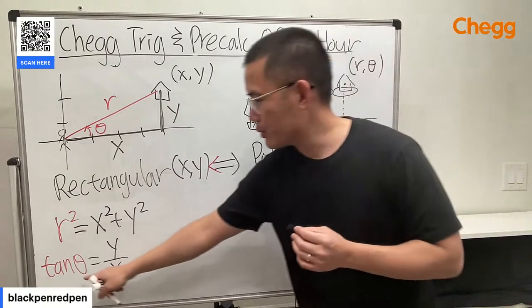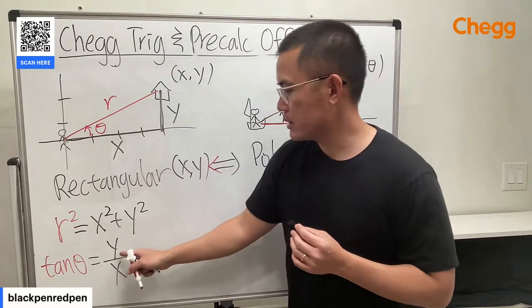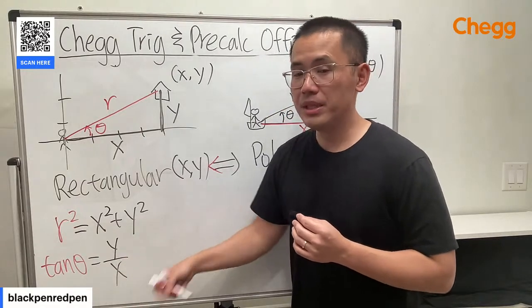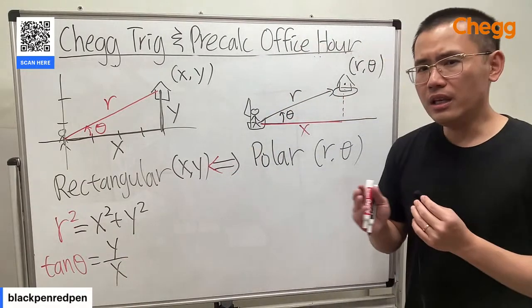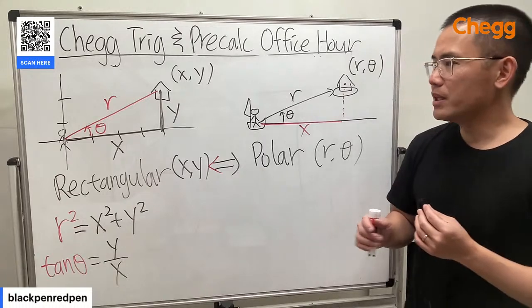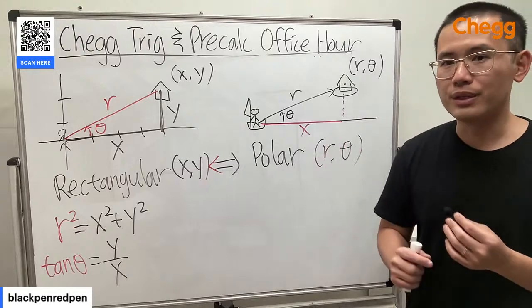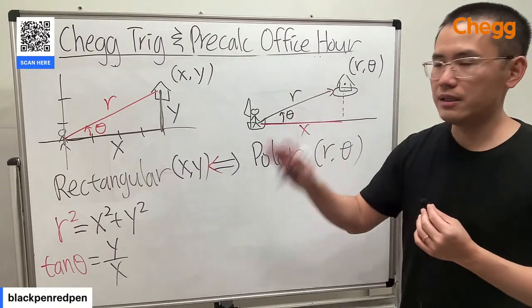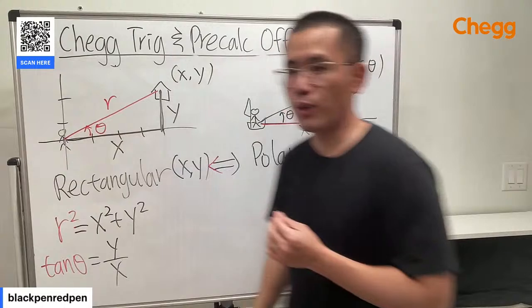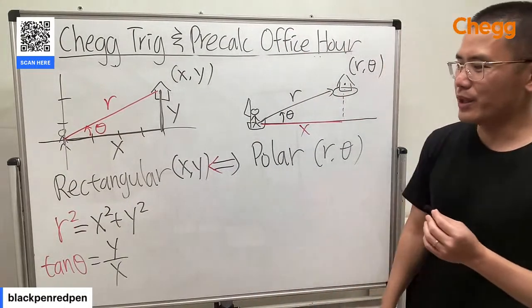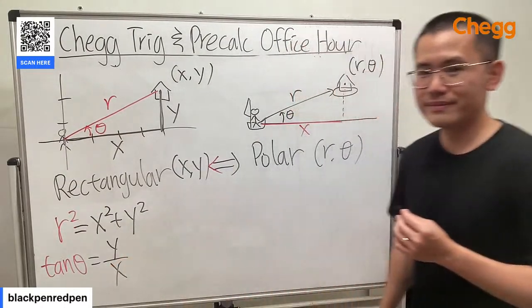For the angle formula, I would like to keep it as tangent theta equals y over x, because if you use inverse tangent, you actually have some restrictions. Inverse tangent only gives you from negative pi over 2 to positive pi over 2. It does not give you the angles in the second and third quadrants. So not that great, but this one is more general.